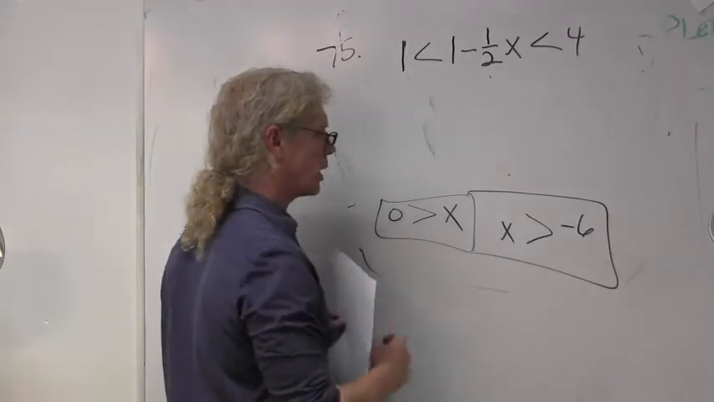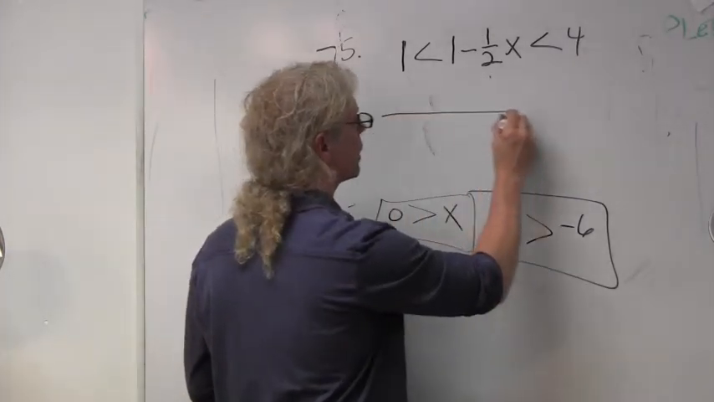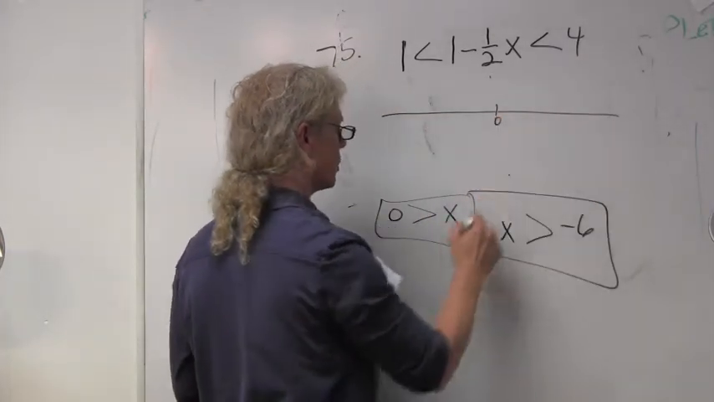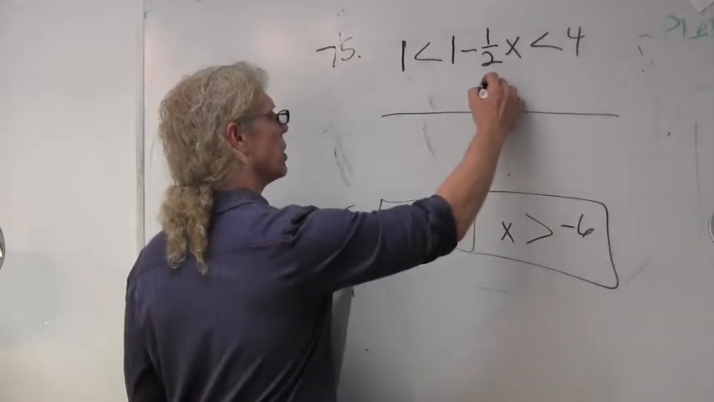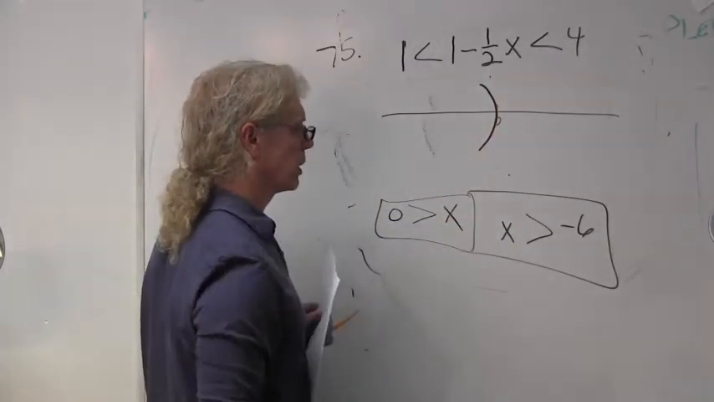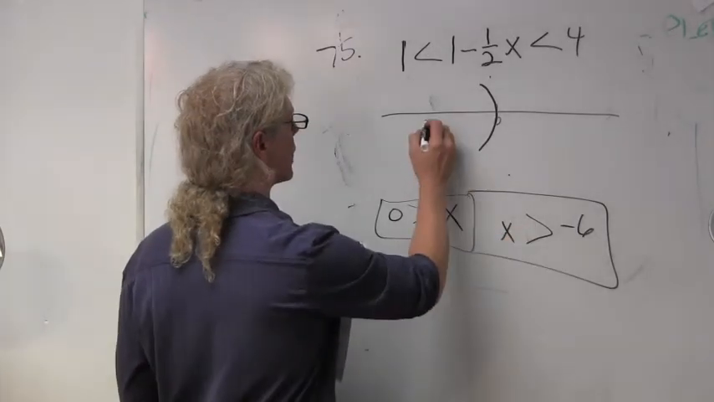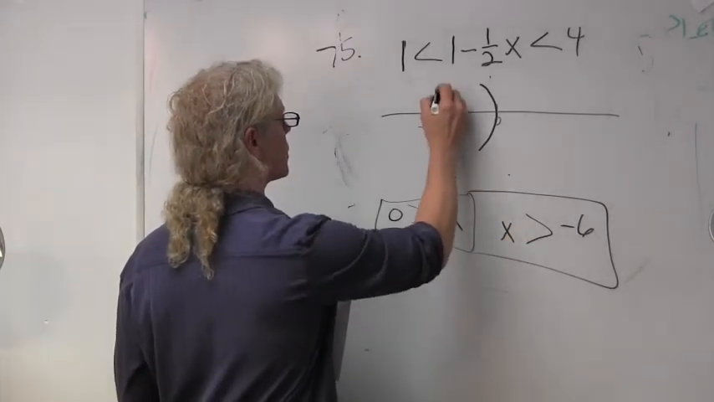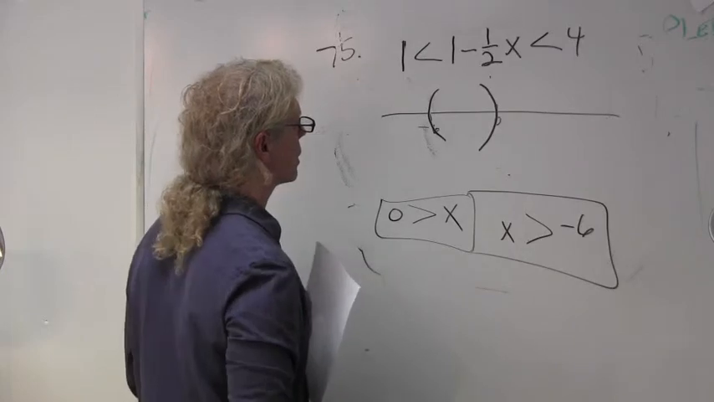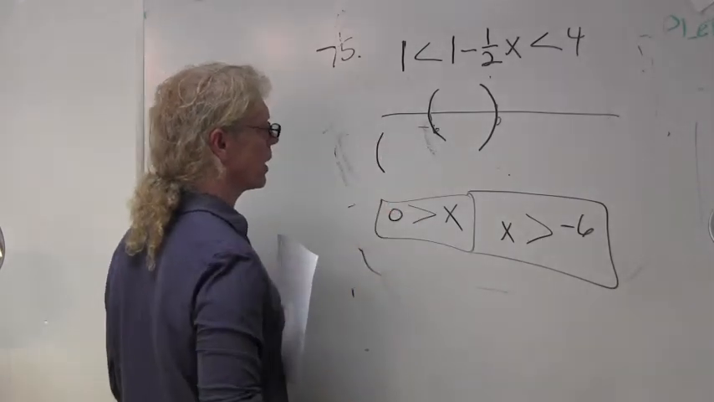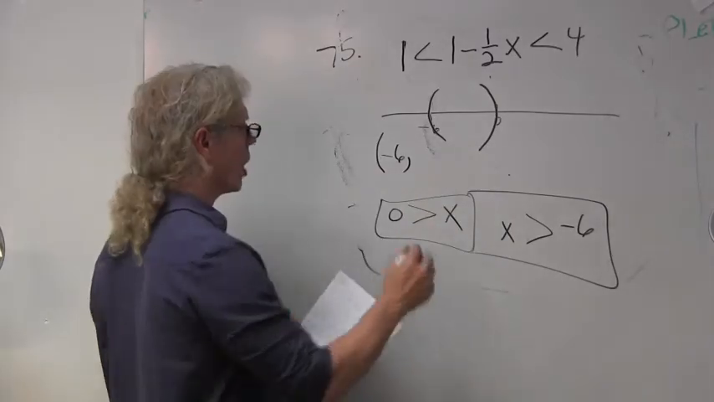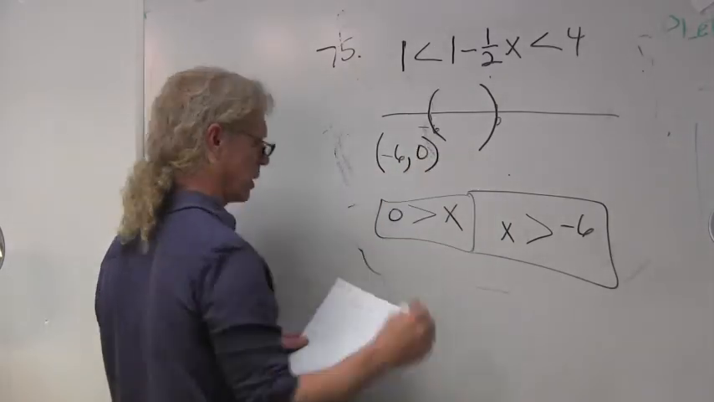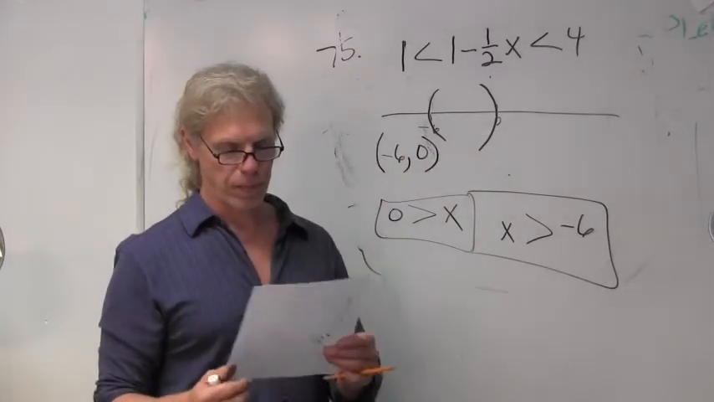We'll draw our last graph on our number line. There's 0, saying x is less than 0, so we're going to go that way. And x is greater than minus 6, so there's a minus 6. And we'll write that out as parenthesis, minus 6, comma, 0, parenthesis. Done.